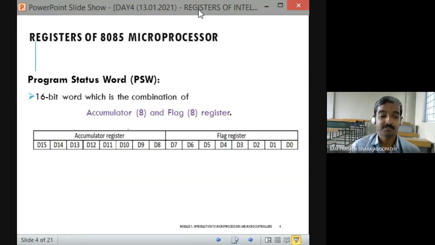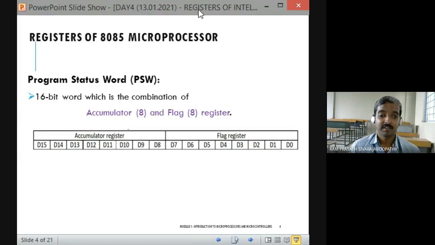So program status word. Here it is not a register. It is a combination of two registers. PSW, it's not a register. By combining the accumulator register and flag register, we call it as PSW, program status word. Clear? That means when we are executing a program, the result will be present in the accumulator register, whereas the status will be present in the flag register. Combining these two will denote what is the status of the program now.